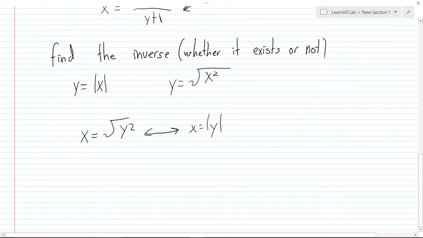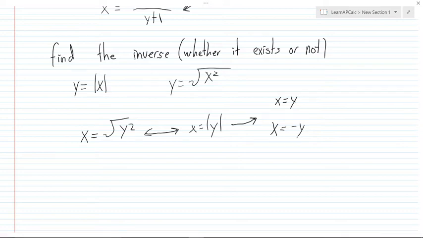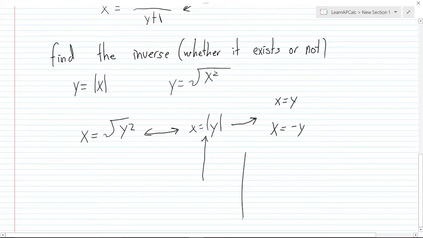And so here we can see that if I wanted to solve this, I would say x equals y and x equals negative y. But again, this is not going to be a function. This graph here would sort of look like this.